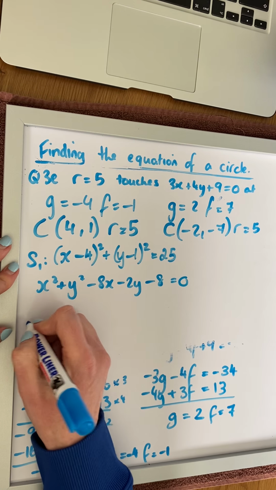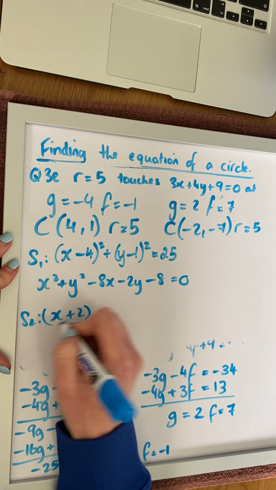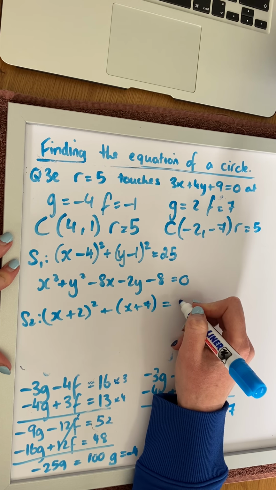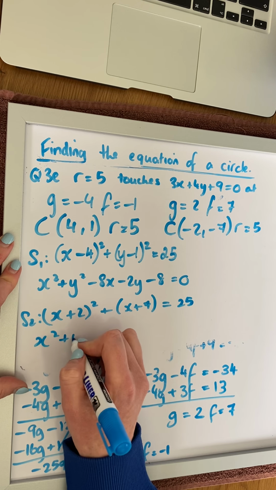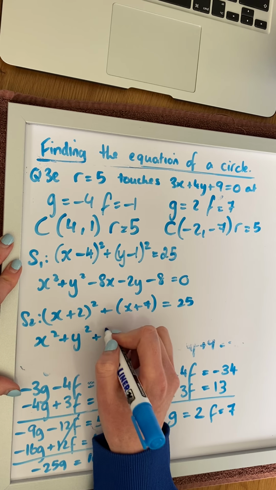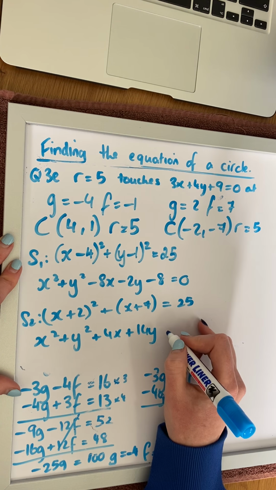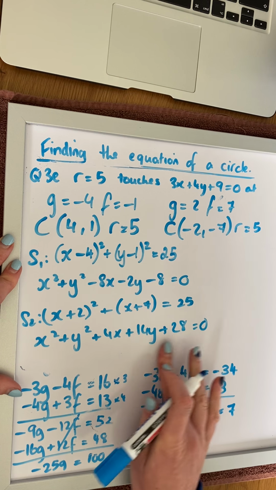Or using our second scenario here, circle 2 is (x plus 2) squared plus (y plus 7) squared, again equals 25. And multiplying it out and simplifying, x squared plus y squared plus 4x plus 14y, and we get plus 28 is equal to 0.